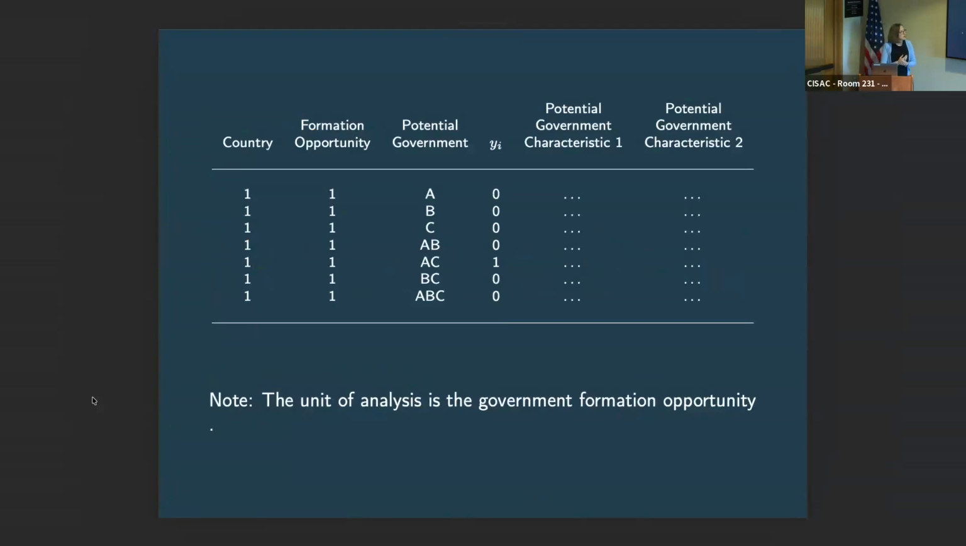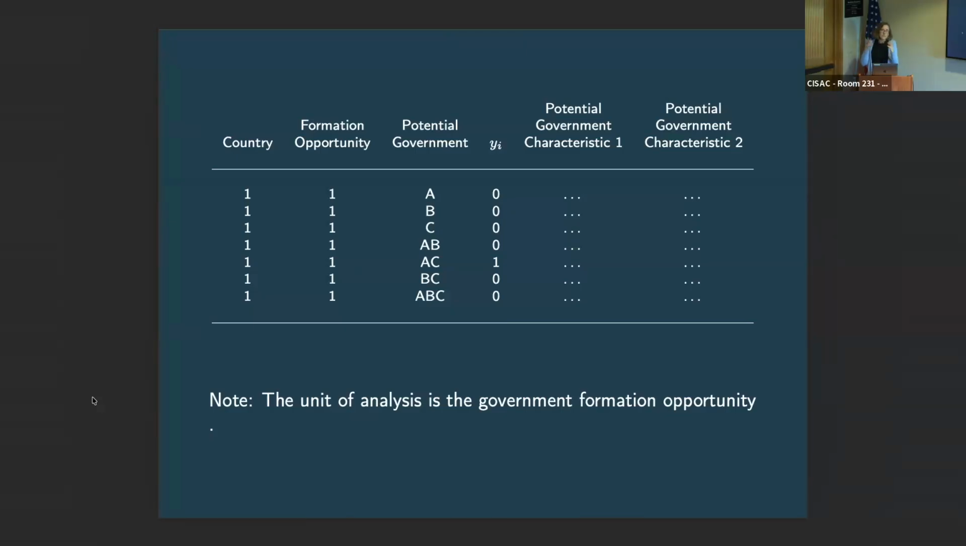And so now my data structure looks a little different. Here's just one formation opportunity. So this is one unit of analysis. And now I'm going to have all of my potential governments. And again, we'll see which only one of these, in this case, AC, would be chosen as the actual government. And now my independent variables are characteristics of the potential government.